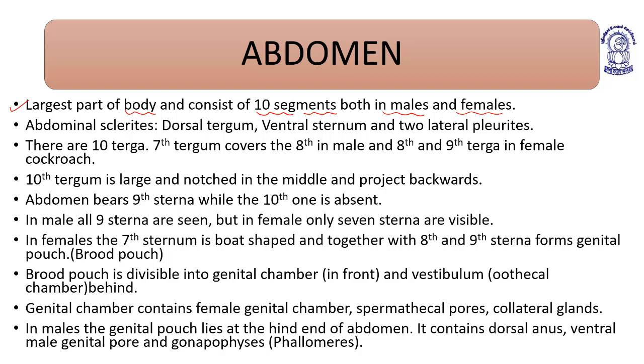Second point, sclerites are also here, the chitinous exoskeletal plates. Abdominal sclerites: dorsal tergum, ventral sternum, and two lateral pleurites, same as we have studied about the thorax. The dorsal tergite, ventral sternite, and lateral pleurite. Understood?